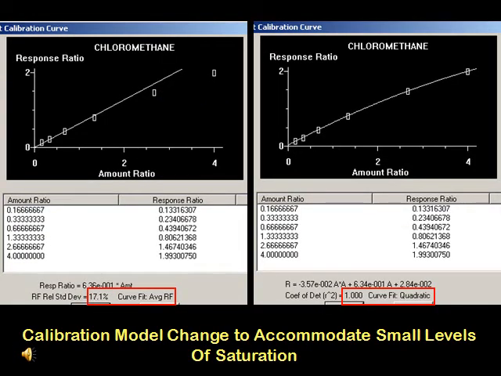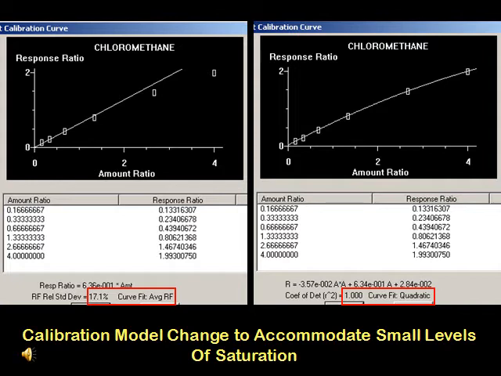Another acceptable way to handle a small amount of saturation of the detector would be to change the calibration fit to a nonlinear calibration model, such as quadratic. We stress that this may only be used with small amounts of observed saturation.